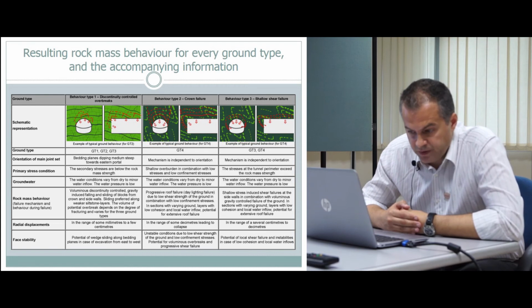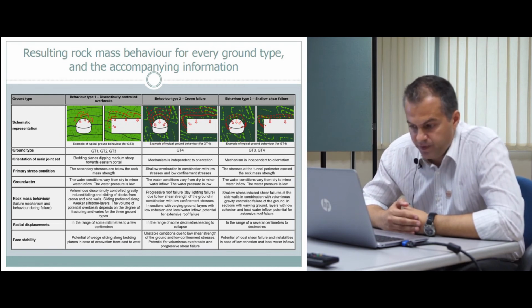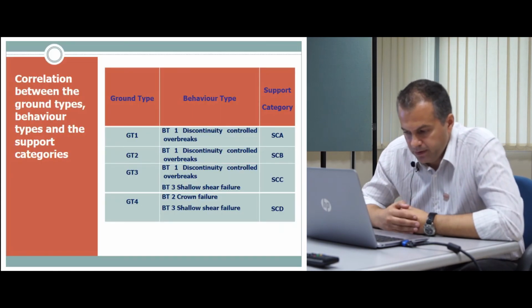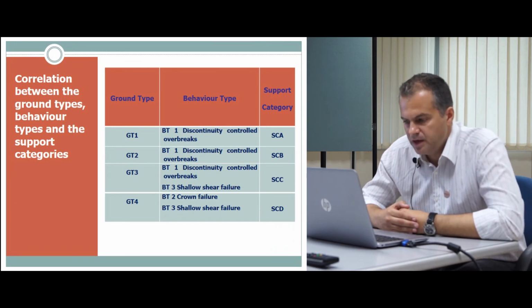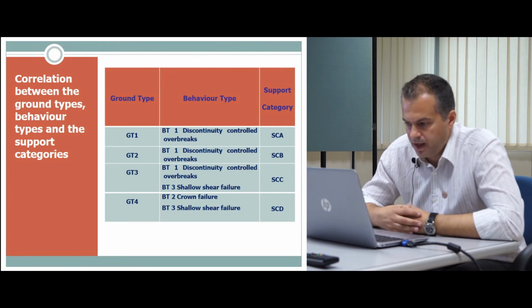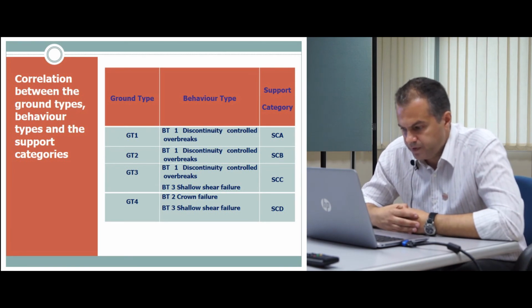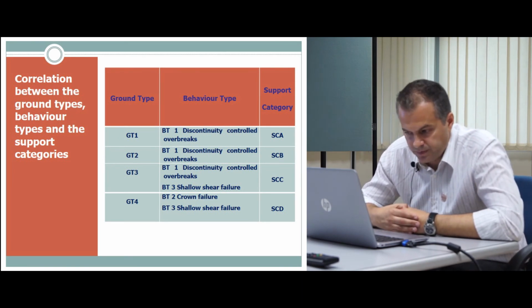Then the radial displacements will be calculated. In the first case, it is minimal to zero, and in the two other cases, we may have some small strains. In the last case, in the range of several centimeters to decimeters.